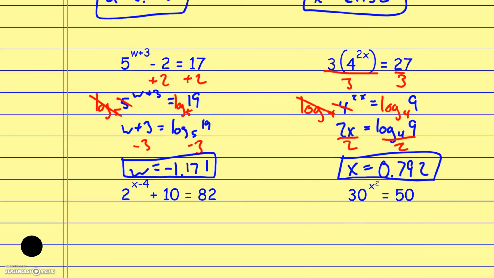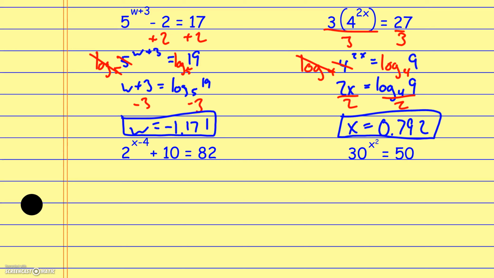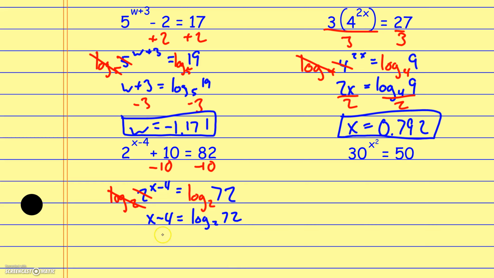If I look at this one, again, I've got to get the exponential part by itself, so I'm going to subtract the 10 from each side. So I end up with 2 to the x minus 4 equals, that's going to give me a 72. And now to undo 2 raised to a power, I have to do log base 2. Whatever I do to one side, I have to do to the other side. Over here, the log base 2 and the 2 cancel, leaves me with an x minus 4. And now I add the 4 to each side.